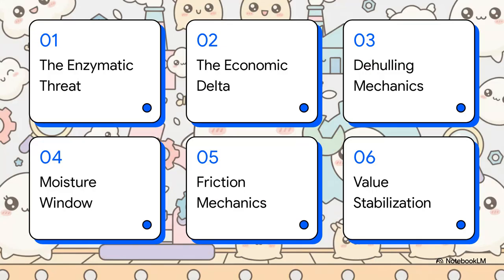So, we're going to rigidly audit this process across 6 operational areas. 1. The enzymatic threat. 2. The economic delta. 3. Dehulling mechanics. 4. The moisture critical window. 5. Friction mechanics. And finally, value stabilization.